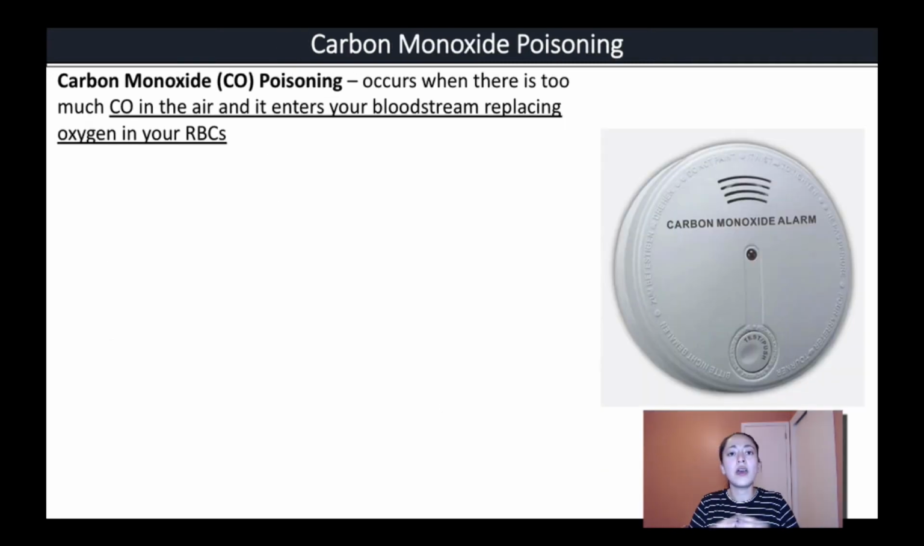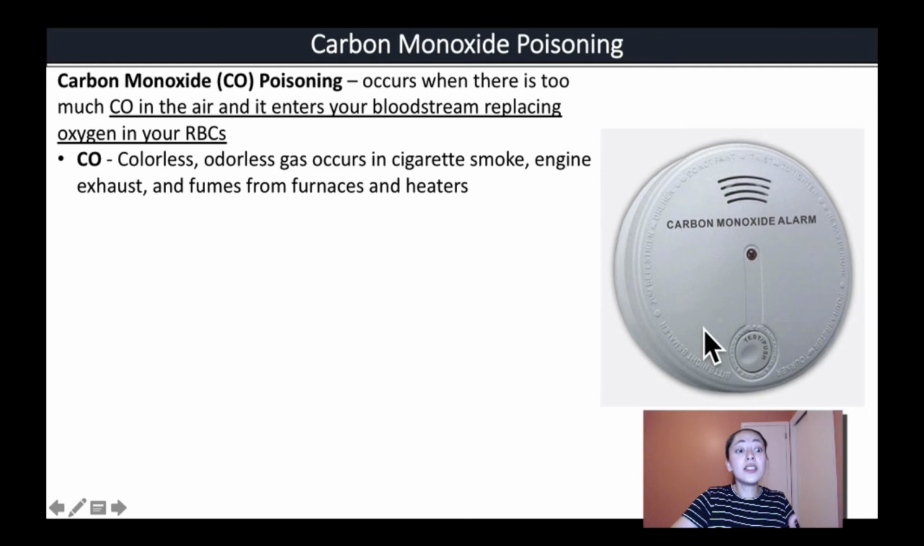So let's look at what causes carbon monoxide poisoning. Now, many of you should have heard of carbon monoxide poisoning because it's something that you have to watch out for. This occurs when there's too much carbon monoxide in the air and it enters your bloodstream, replacing the oxygen in your red blood cells. Every house should have a functioning carbon monoxide alarm because carbon monoxide is a colorless, odorless gas that you will not be able to detect until you start feeling the symptoms of carbon monoxide poisoning.